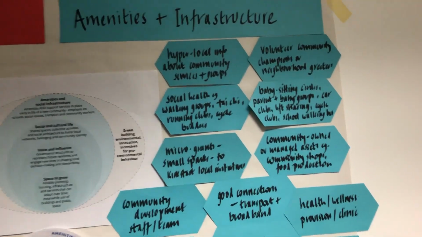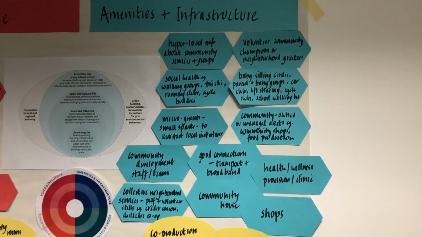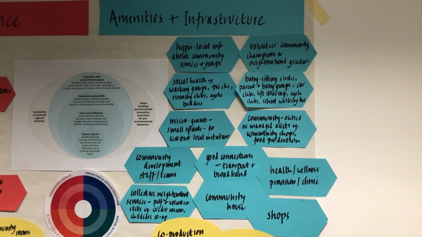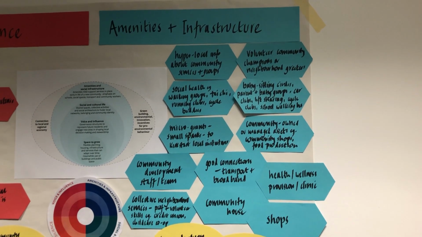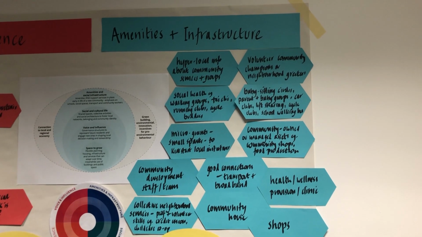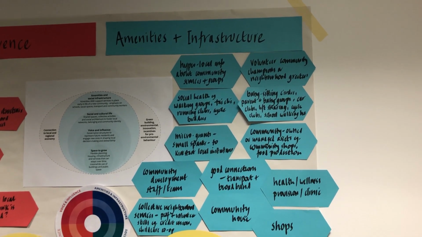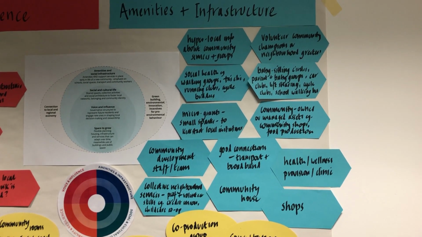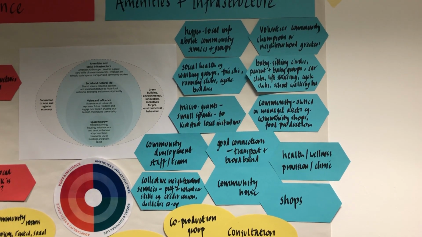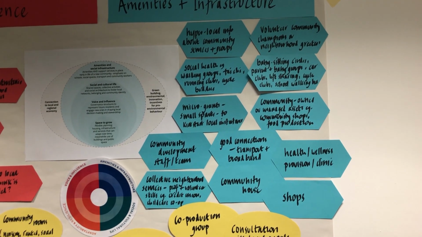And then when we're thinking about amenities and infrastructure, making sure that local people know what's going on locally, not just in this community, and can get there. Creating for social health, for example, walking groups, Tai Chi spaces, running clubs, cycle buddies, micro grants like small sparks to kickstart local initiatives, making sure we've got resources around community development, collective neighbourhood services.